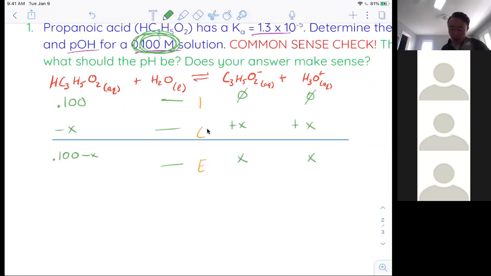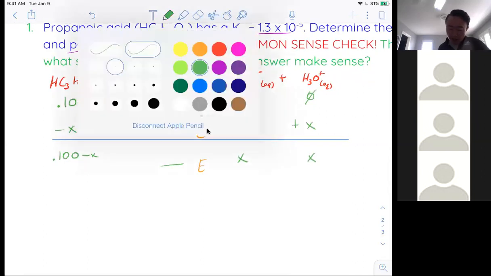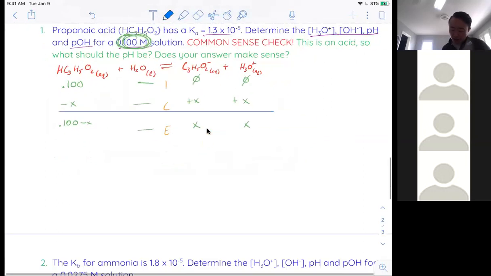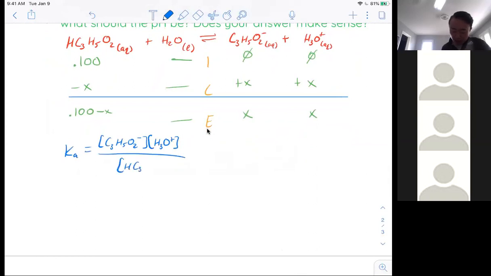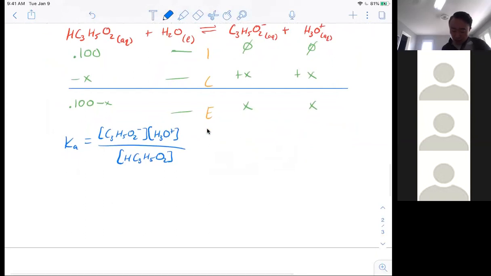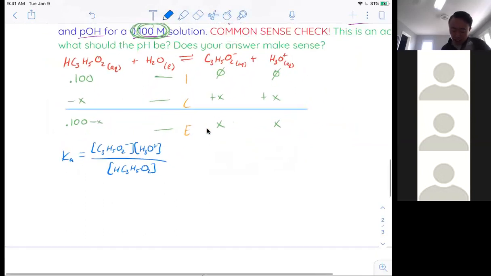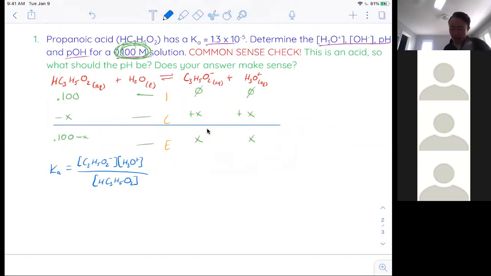We can solve for stuff now, so let's do it. For our actual K values to solve for here, I'll write this down below here, okay? Ka for this equals the concentrations of C3H5O2 minus times H3O plus divided by that HC3H5O2 compound. So when I do that, I will get that your Ka value, which equals, I think in the question, 1.3 times 10 to the negative fifth.